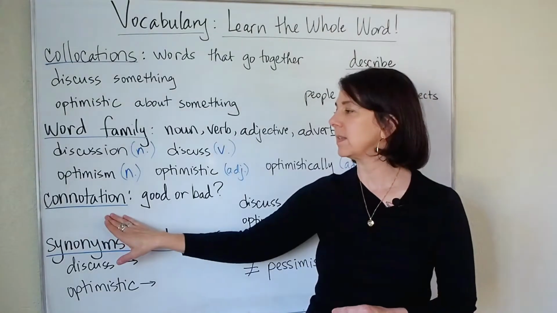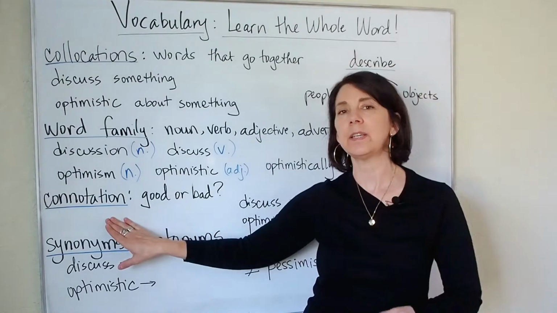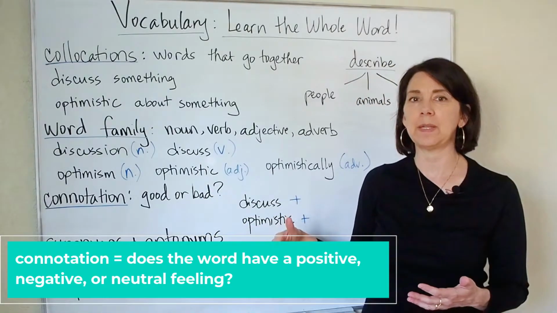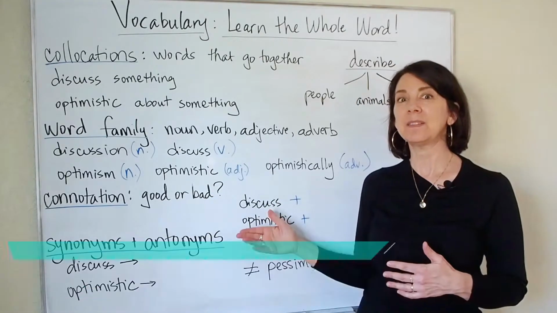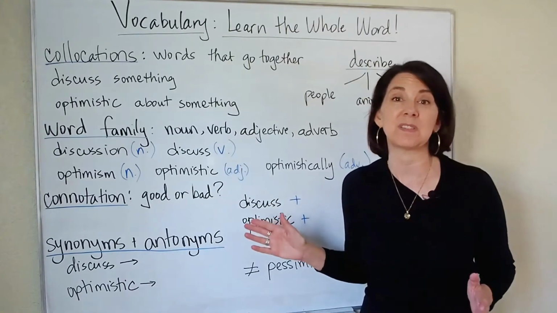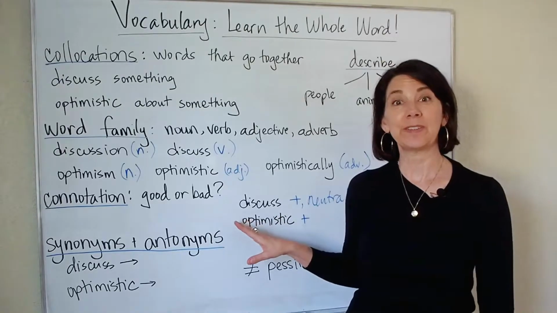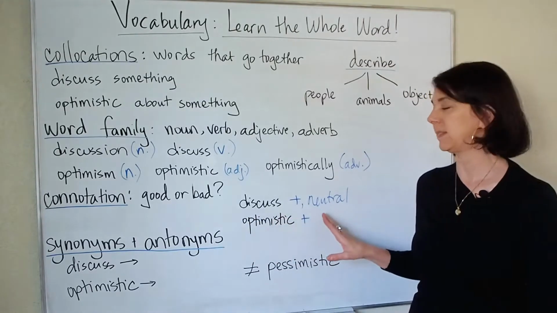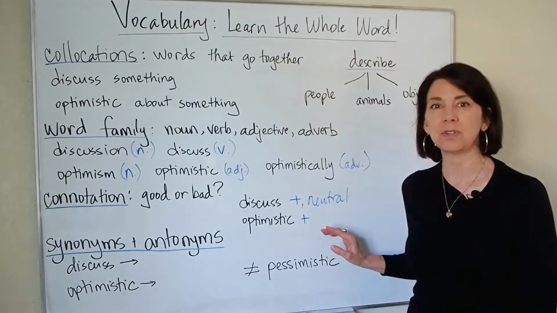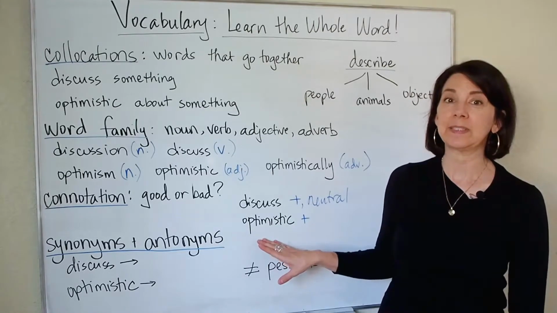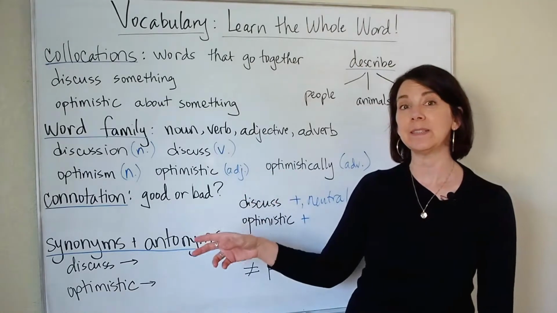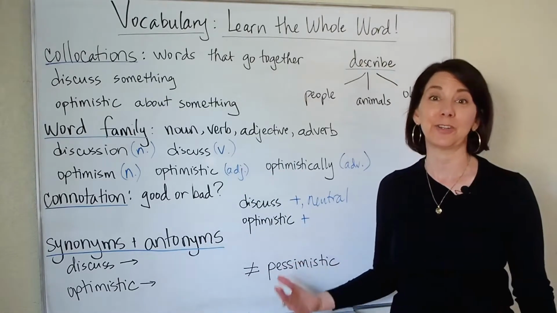The next one is connotation. With connotation, basically, we just want to know, does the word have a good or a bad meaning? Is the meaning positive or negative? Or sometimes it can be neither. Sometimes we say that it's neutral. For example, for the word discuss, we might say that that one has a positive connotation or maybe neutral. And the word optimistic is definitely a positive connotation. If we say that someone is optimistic, we mean that in a good way.